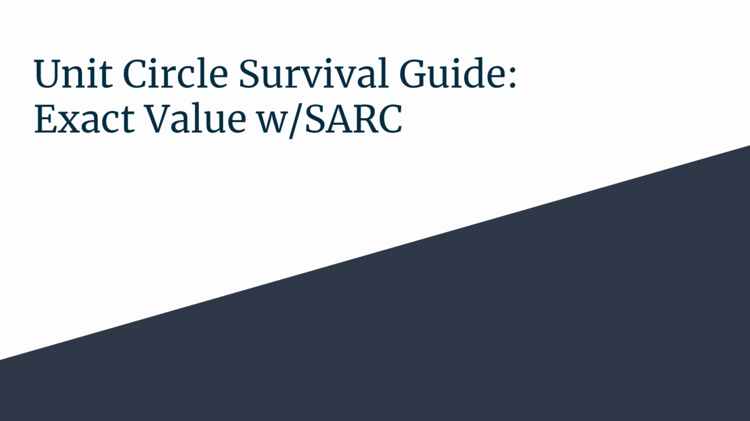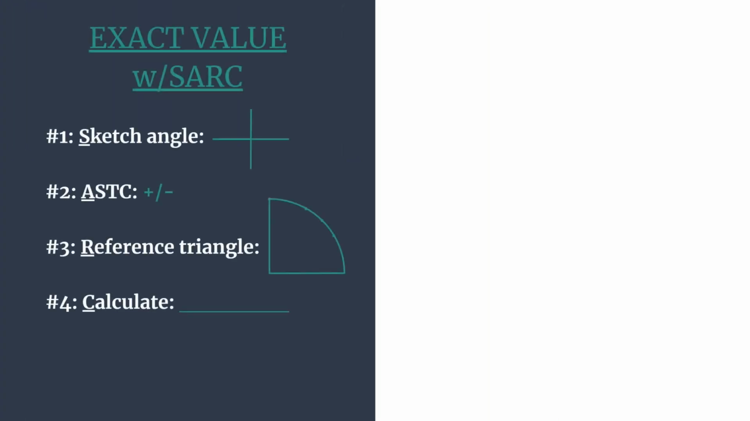In this unit circle survival guide, we're going to find the exact value of cosecant of negative 2 pi over 3, and we're going to use the SARC method. SARC is just an acronym, and here's a quick outline so that we can look through all the steps before we get started. The S stands for sketch the angle. You'll sketch the terminal side of the angle to know which quadrant you're in.